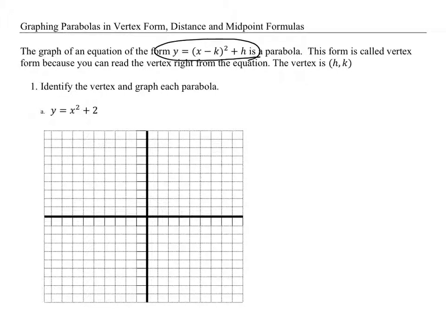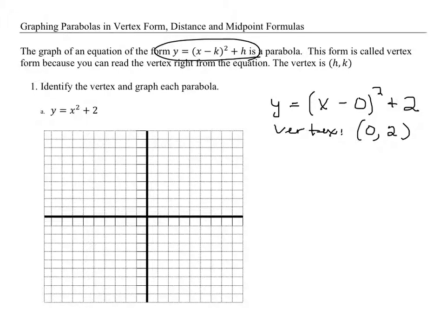So let's look at the first one. We are going to first identify the vertex, and then we're going to graph parabolas just like we've been graphing before. So here's the deal on this one. Y is equal to x is just a plain x squared, so I'm going to say x minus 0 squared plus 2. So the vertex immediately is 0, comma 2. Perfect. Done. So we can graph it.